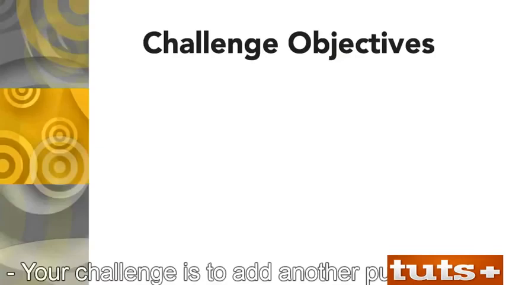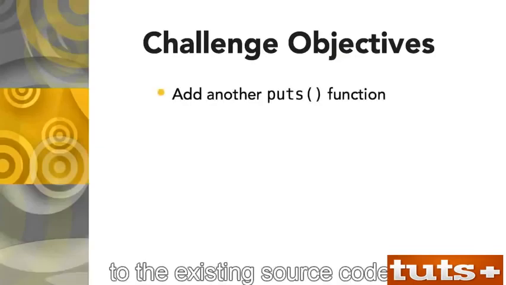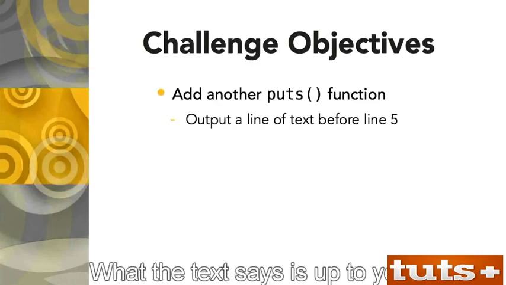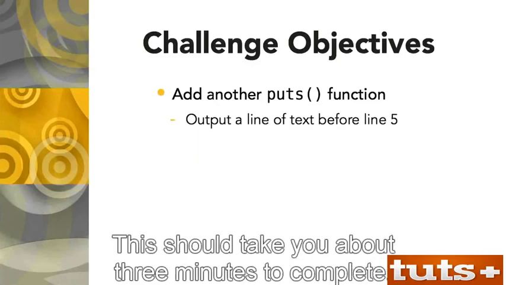Your challenge is to add another puts function to the existing source code. Have that function output a line of text before line 5. What the text says is up to you. This should take you about 3 minutes to complete.